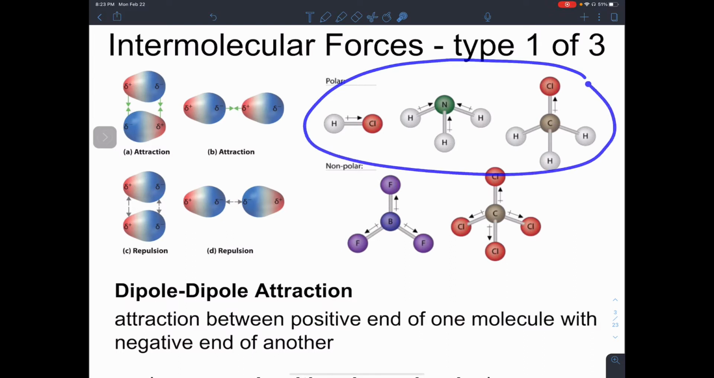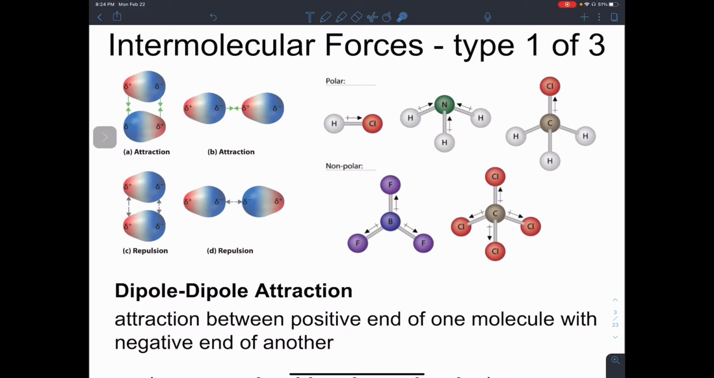Here are some molecules that we should recognize as polar. So how do they play into a dipole-dipole attraction? Let's look at the diagram on the left. If you have a polar molecule, that means you have a molecule with a negative moment and a positive moment. And when it approaches another molecule with a negative moment and a positive moment, they will align their attractive forces. That means the positive side of one will be attracted to the negative side of the other, and likewise.